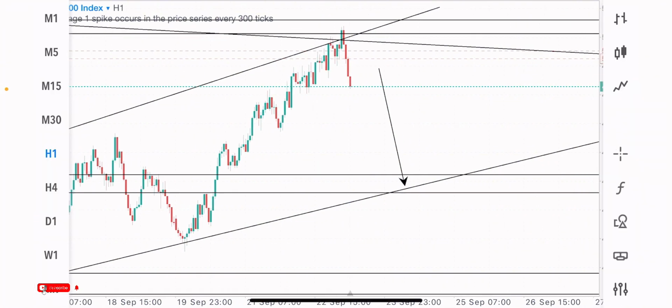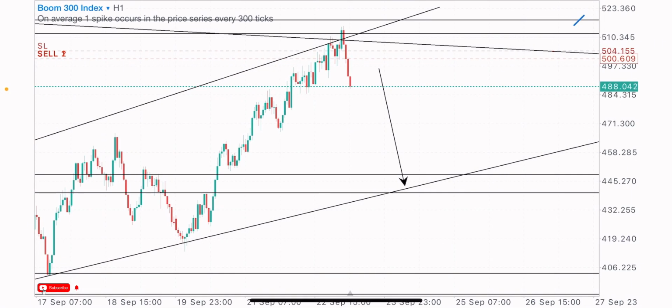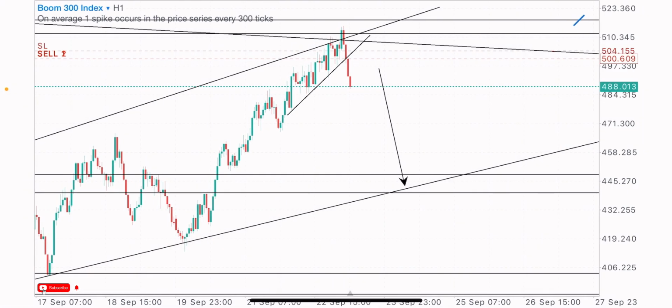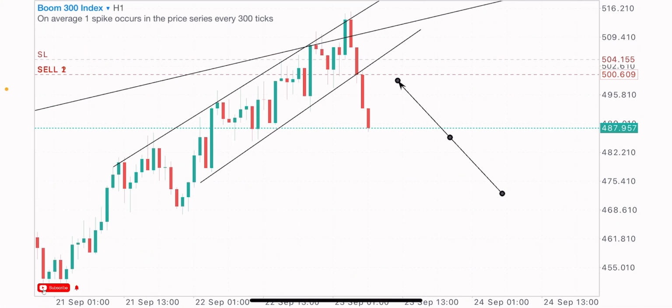For my entry confirmations on boom channel index, I went to the 1 hour time frame and saw the market formed an ascending channel at this point. Ascending channels are reversal patterns; there are reversal patterns and also continuation patterns. So we got this ascending channel formation that got broken at this point. Basically, I took my sell trade on the break and close below this last candlestick. We had this last candlestick that formed at this zone, so I entered at this point. I took my sells at this zone.